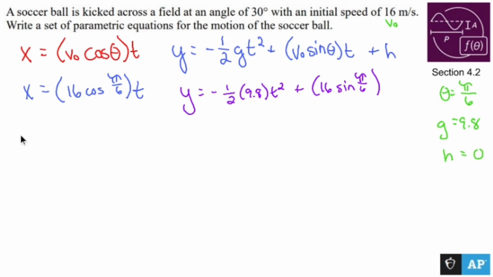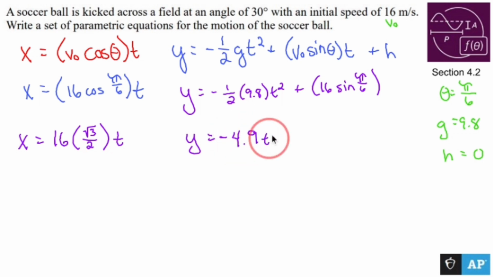So cleaning this up a little bit, 16 cos pi over 6 is going to be root 3 over 2 t. And then y is going to be negative 1/2 times 9.8, so negative 4.9 t squared, plus 16 sine of pi over 6, which is 1/2, times t. I forgot t, so we don't want to forget t. It's as if we're going to England and having that specific time of the day, tea time.